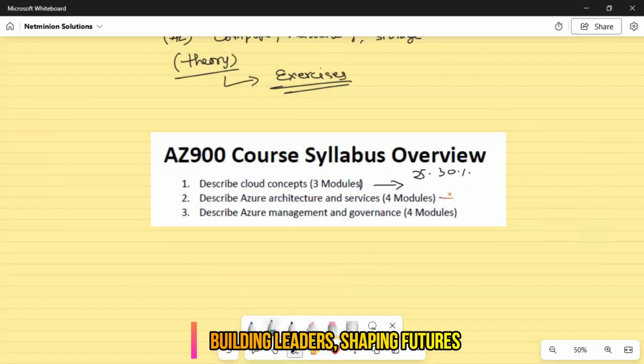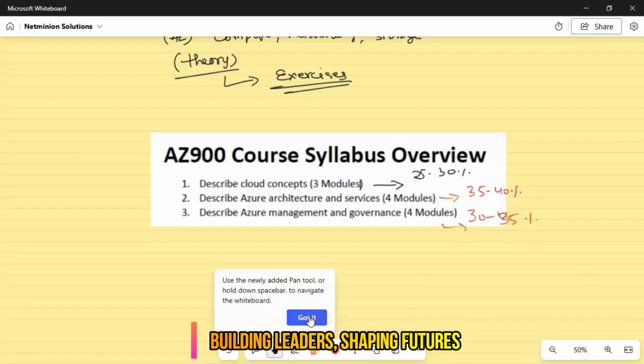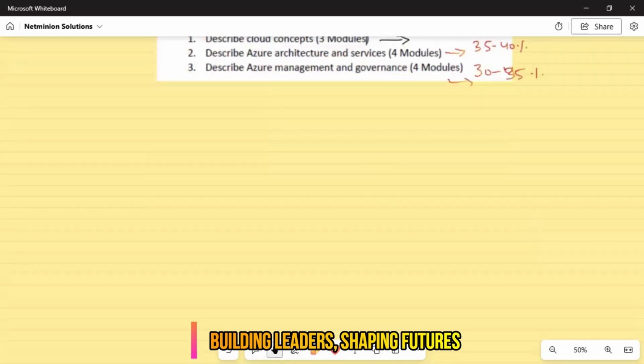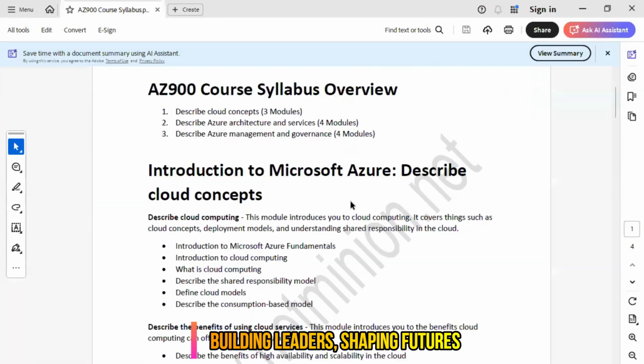If you see the second part, which has four modules, it will cover the maximum questions, from 35 to 40%. And the last one for sure will cover 30 to maybe 35%, I can say. So this is how your marking will be done. From this module, you will have 25 to 30 questions and likewise. I hope you understand the outline of the syllabus and the outline of the certification.